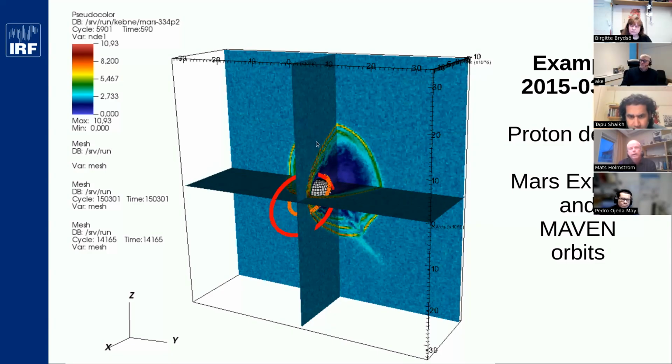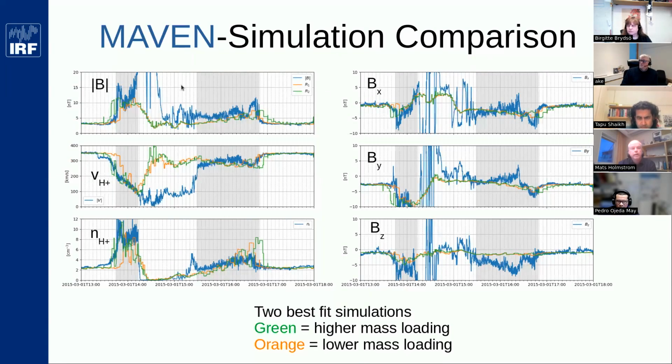And then we can go into the model and compare model results with the observations. So here, for example, we have in blue real observations, and in green and orange we have output of two different model runs. So we can look at things like magnetic field strength and compare the model with the observations.